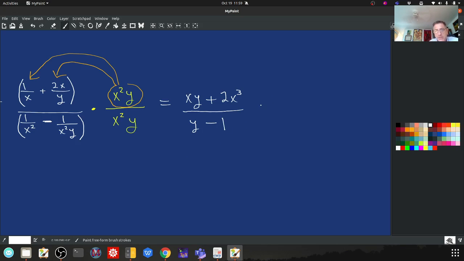So what we need to do is simplify our numerator by factoring out the greatest common factor. And the greatest common factor is x. So x times y divided by x leaves me a y. Plus 2x cubed divided by x leaves me a 2x squared over y minus 1. And no further simplification can occur.